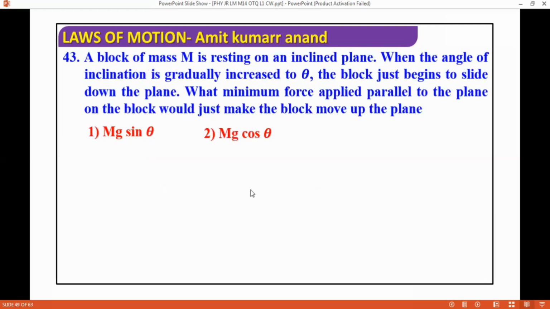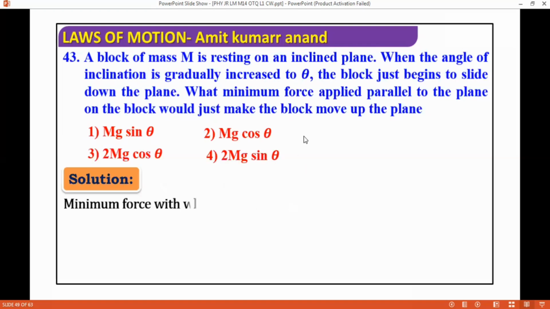The block of mass m is resting on an inclined plane. When the angle of inclination gradually increases to theta, the block just begins to slide down the plane. What minimum force applied parallel to the plane on the block will just make the block move up the plane? I already explained this concept at the start of the concepts. I'm showing you the calculation part. The options are already given.